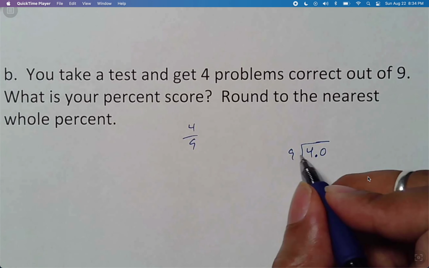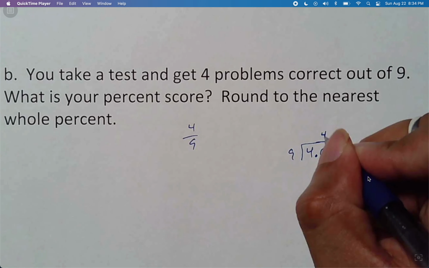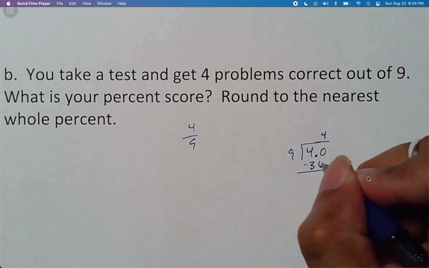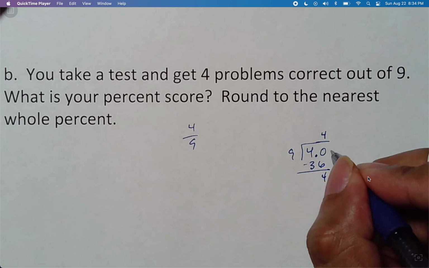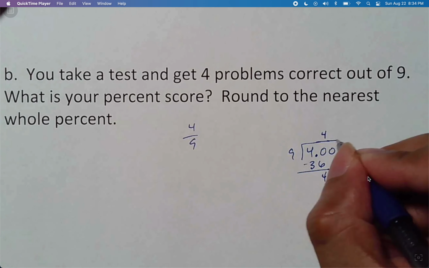Viewing this as 40. 9 goes into 40, I believe, 4 times. 4 times 9 is 36. Subtract: 40 minus 36 is 4. Again, once I have that, I have to add a 0 and bring it down. 9 goes into 40 again 4 times.